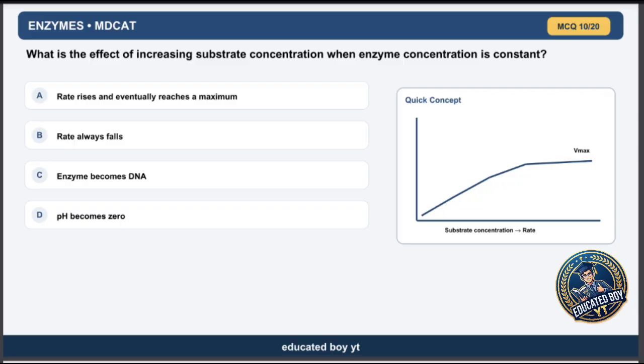Question number 10. What is the effect of increasing substrate concentration when enzyme concentration is constant? Option A, rate rises and eventually reaches a maximum. Option B, rate always falls. Option C, enzyme becomes DNA. Option D, pH becomes 0. The correct answer is option A. Rate increases and eventually reaches a maximum.